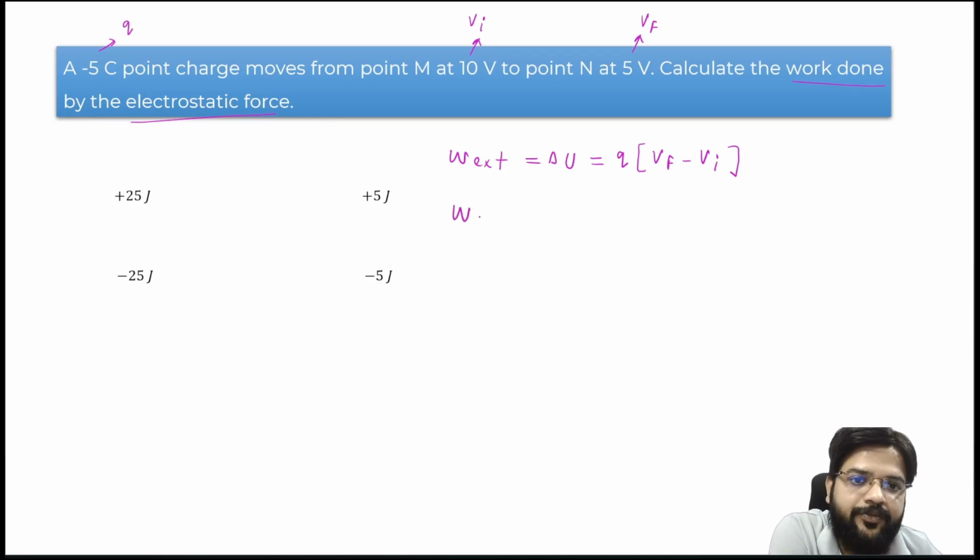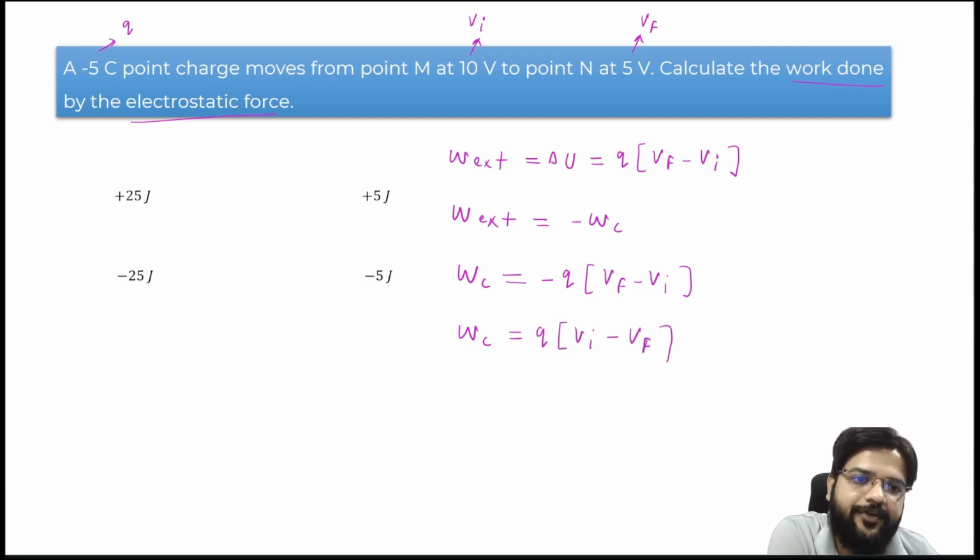So the relation between work done by the external force and work done by the conservative force is this, everyone. Correct? This relation we know. So we want here work done by the electrostatic force, or work done by the conservative force. So WC is equal to, put here a negative sign, so we will get minus Q times Vf minus Vi. Now the next thing is, multiply this negative sign inside this bracket. So you will get Q times Vi minus Vf, everyone.